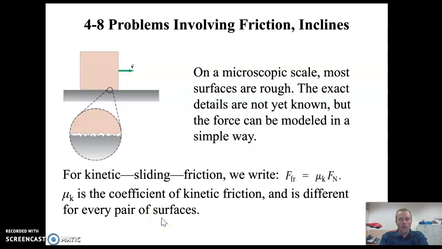Good morning. Our topic today in physics is friction and inclines. So let's start by taking a look at the box on the surface there. It has a velocity vector to the right, and we have a zoomed in close-up of the surfaces between the table and the box. And it turns out even the most smooth surfaces are really quite rough. And that generates something that we know to be friction.